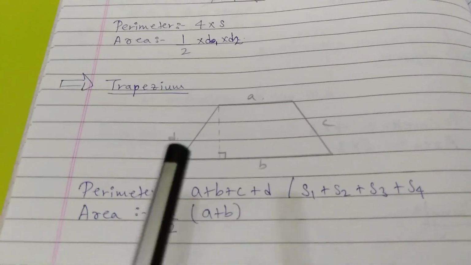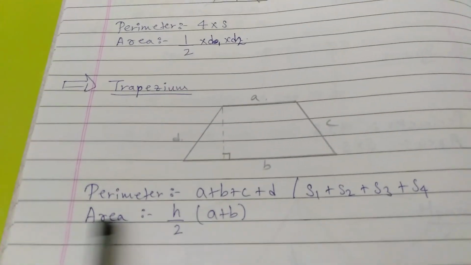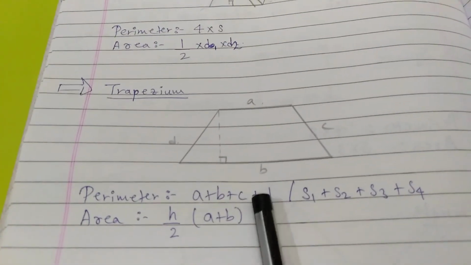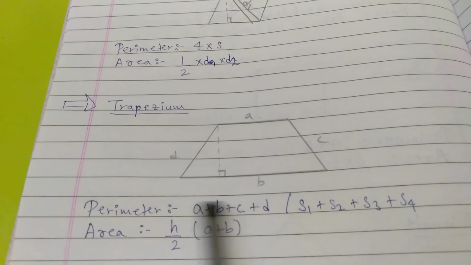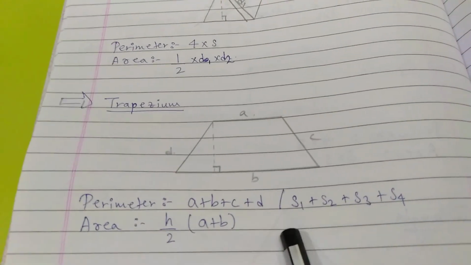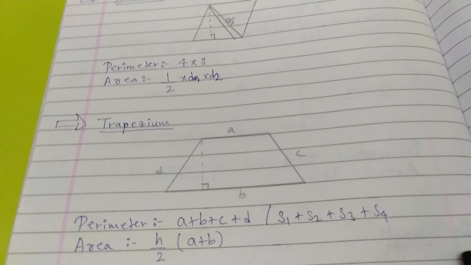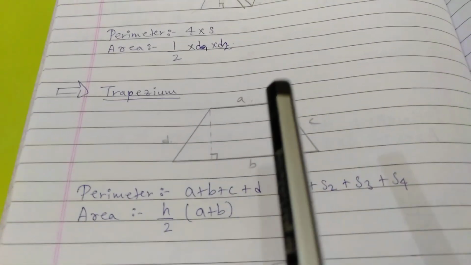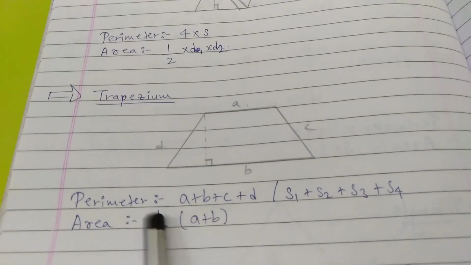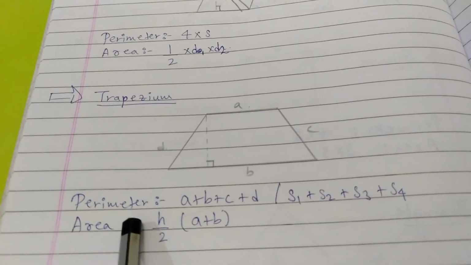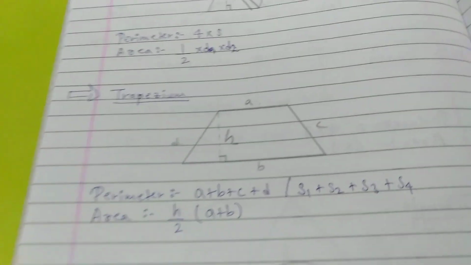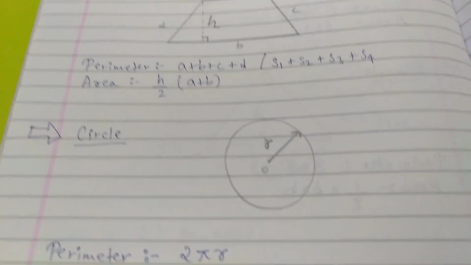Then comes trapezium. This is the trapezium. Its opposite sides are parallel. Perimeter is a plus b plus c plus d, or you can write it as s1 plus s2 plus s3 plus s4. Then area is h by 2 into a plus b, where a and b are the opposite parallel sides, and h is the height of the trapezium.